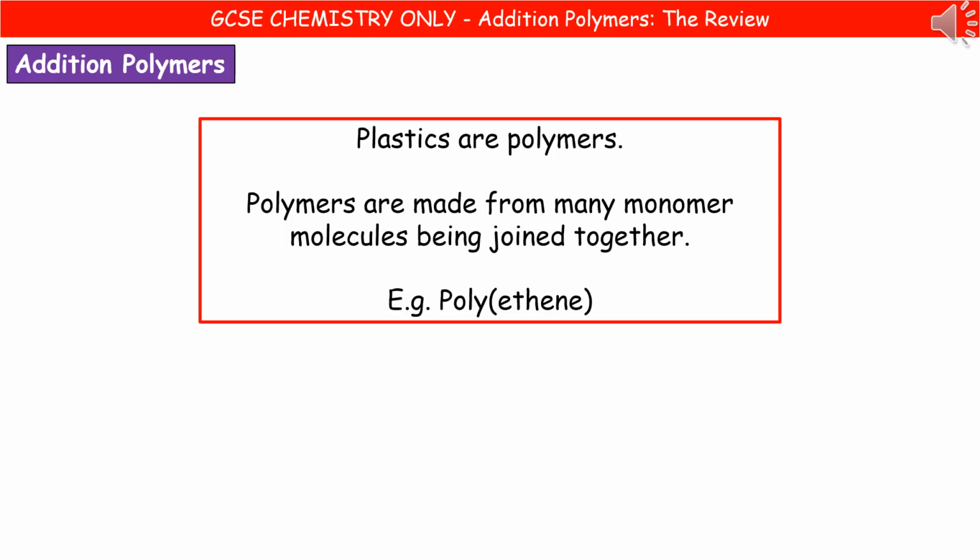For today's chemistry check, we're going through concepts that are only for those of you doing GCSE chemistry, because we're going to have a look at the different types of polymers. So for those of you who are doing the combined science, you don't need this today.